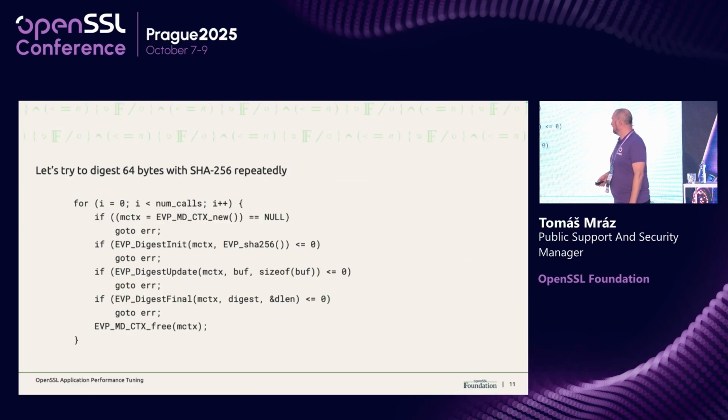Let's try to digest 64 bytes with SHA-256 repeatedly. So we have this simple code. We do this repeatedly on some different data. Yeah? So we create a context. We use this EVP_sha256 thing, as we always did with 1.1.1 or 1.0.2 or even older versions of OpenSSL. Push the buffer to the digest and get the digest and release the context. And we do that repeatedly.